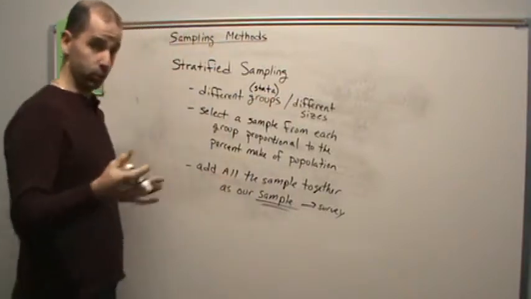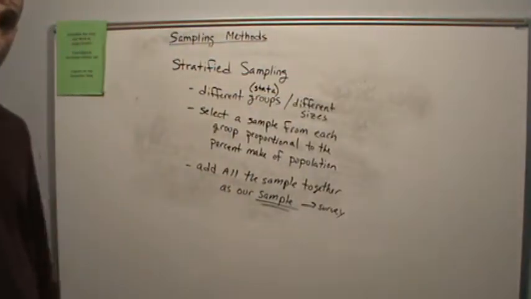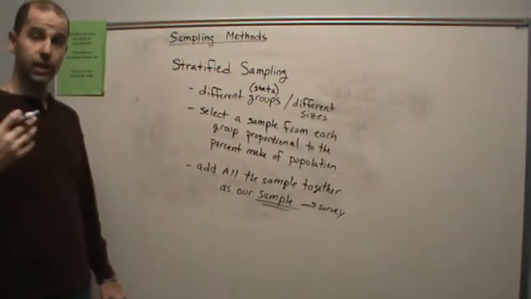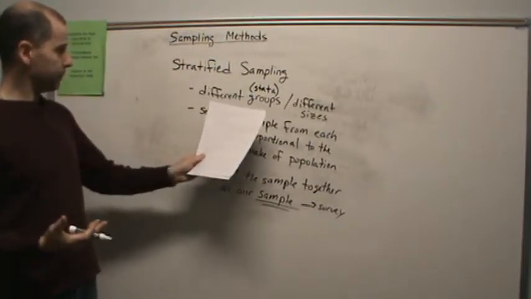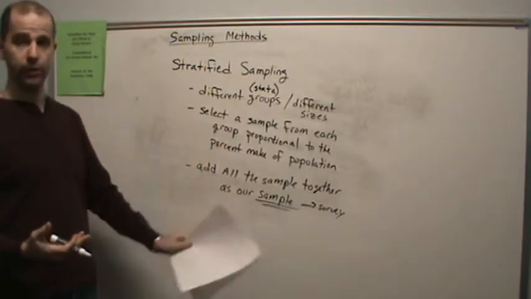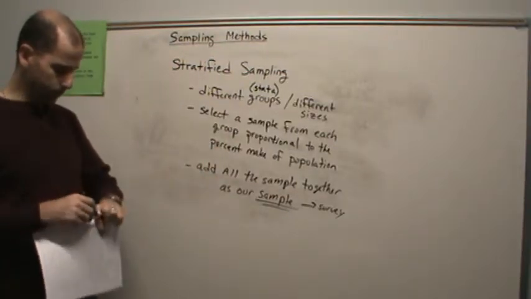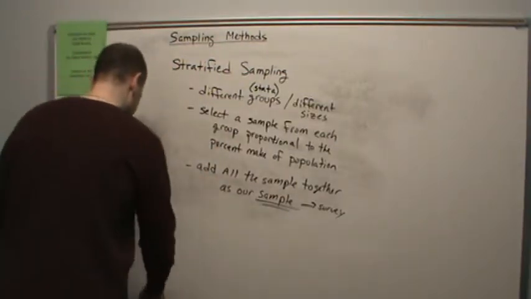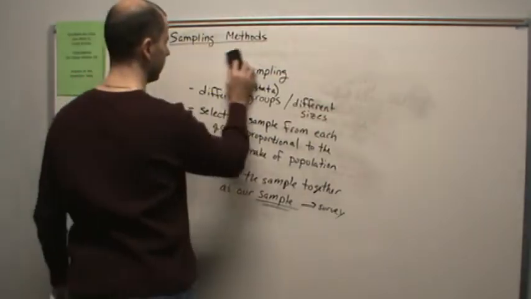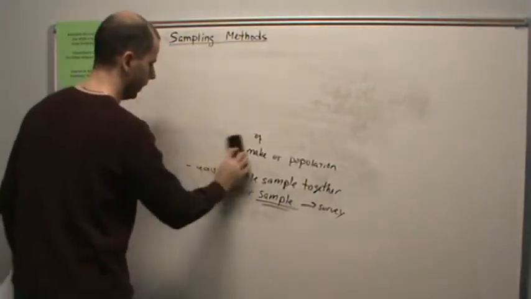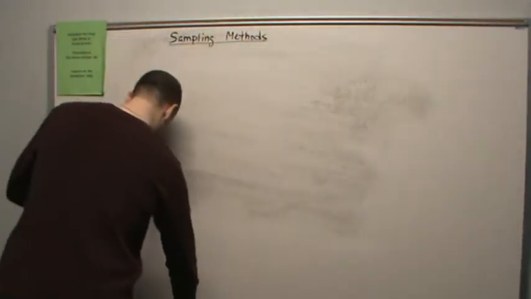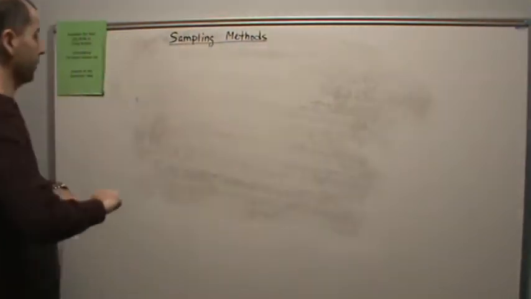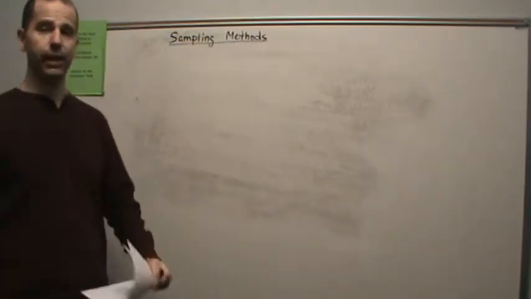In cluster sampling, we called the different groups clusters because they're pretty much the same. In stratified sampling, because the groups are different, we call them strata. So an example in this case might be something like this.